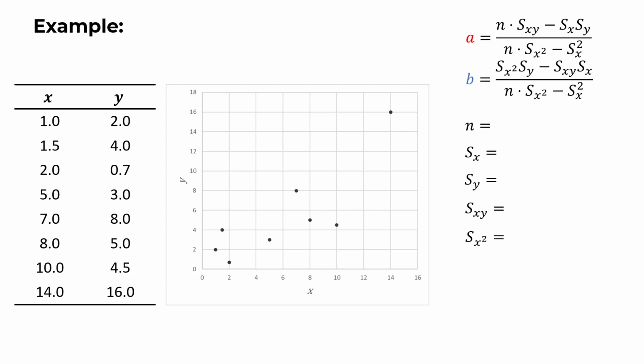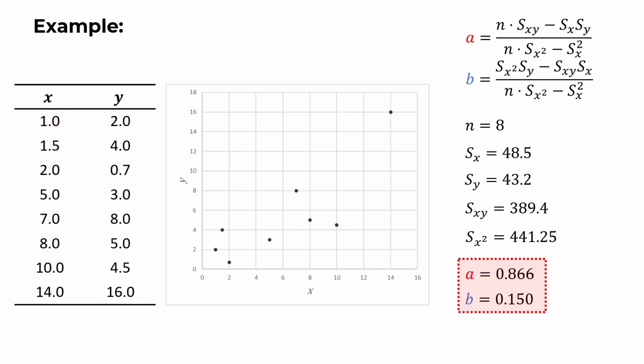We'll have to calculate these quantities here to get the values of a and b. n is simply the number of points. Here, n equals 8. s_x is the sum of our x values. s_y is the sum of our y values. s_xy is the sum of the products of x and y. So s_xy equals 1 times 2 plus 1.5 times 4 plus 2 times 0.7 and so on. Finally, s_x2 is the sum of the squares of x. Notice that first we square the numbers and only then we sum them.